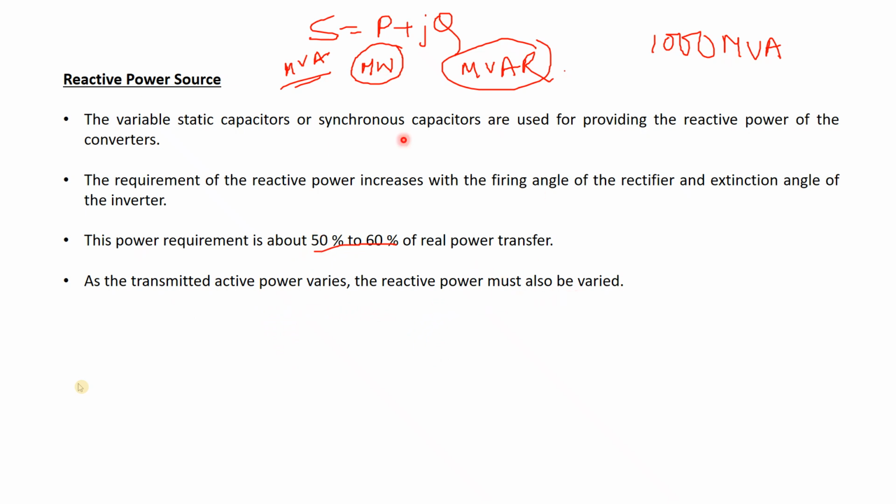As the transmitted active power varies, the reactive power must also be varied. So the sharing varies between the actual alternator reactive power and the capacitor reactive power. The capacitor reactive power has to be installed in abundant quantity, so that the converter station consumes reactive power from those capacitors and does not trouble the reactive power of the alternator. Otherwise, the main power transmission will be reduced.